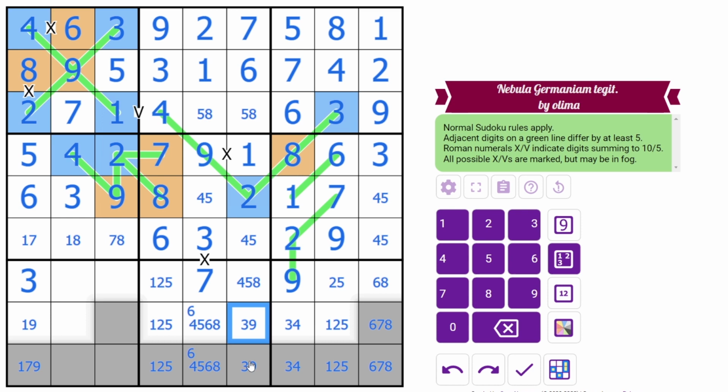3, 9, 3, 4, 3, 9. Anywhere there is 3, 9. No. Anything I'm missing? Any number?